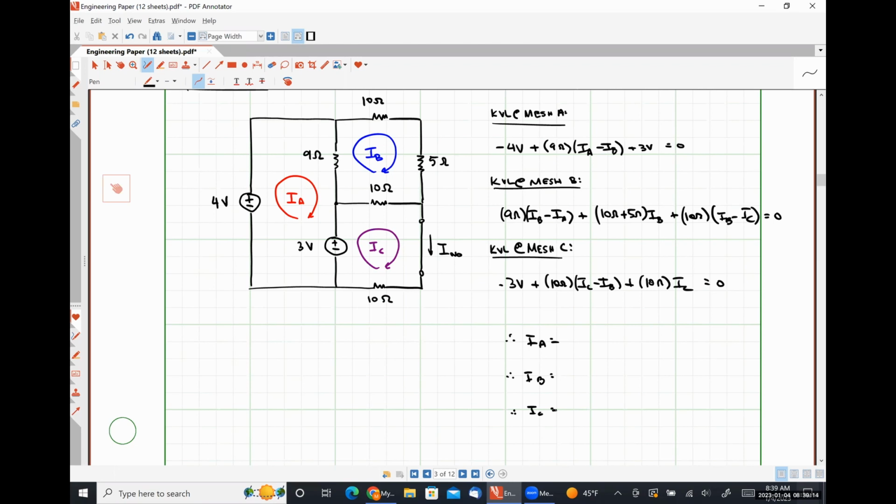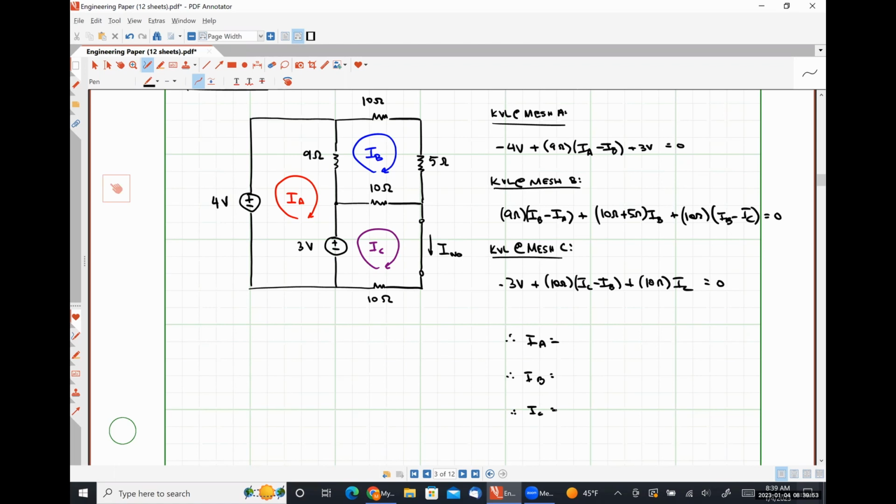So this is the 3 equation, 3 unknown system, and it looks like I hit the wrong button on my calculator. There we go. So our coefficient for IA in our first equation is once again 9. Our coefficient for IB in our first equation is -9. Our coefficient for IC is 0, and our constant term is +1. For our second equation, our coefficient for IA is -9. Our coefficient for IB is 9 plus 10 plus 5 plus 10. Our coefficient for IC is -10. And our constant term is 0.